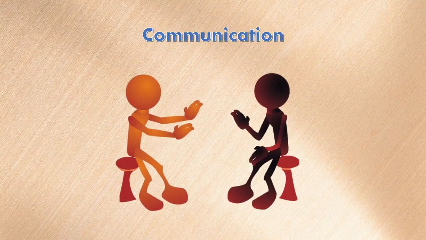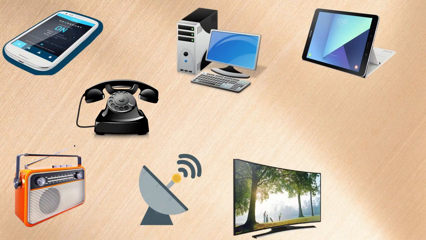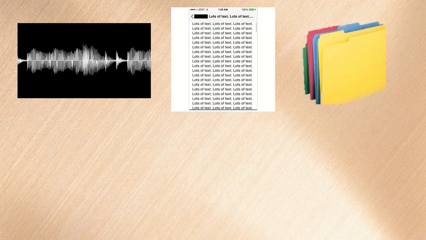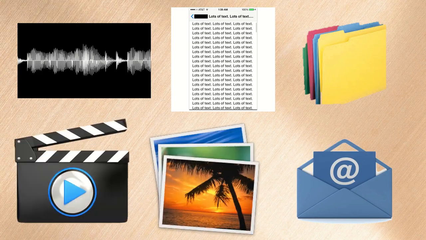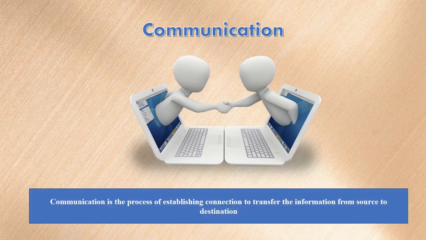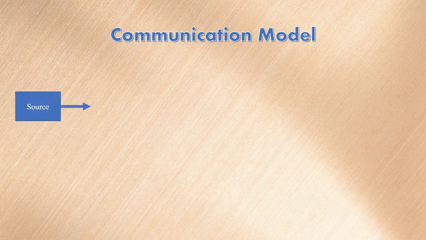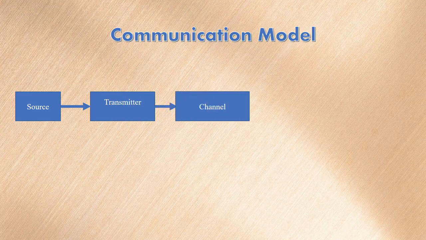Communication is the process of transferring the information from the source to destination. Nowadays, we have many devices which can be used to transfer the information over longer distances, and the information may be audio signal, text messages, videos and pictures. So communication is the process of establishing connection between source and destination to transfer the information, and the communication model contains source, transmitter, channel, receiver and the destination.